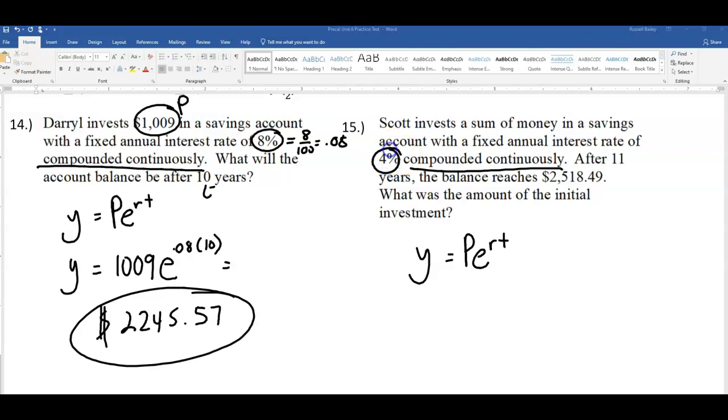First of all, they're giving us our percentage, which we know is our R value. So R is 0.04. They're giving us our T value, which is 11. And they're giving us a money value, but it's not the starting amount. This is actually the final amount, which is our Y value. And I think in the notes I called it the A value. If you want to do that, you can. But there it is. So we're putting the final amount over here.